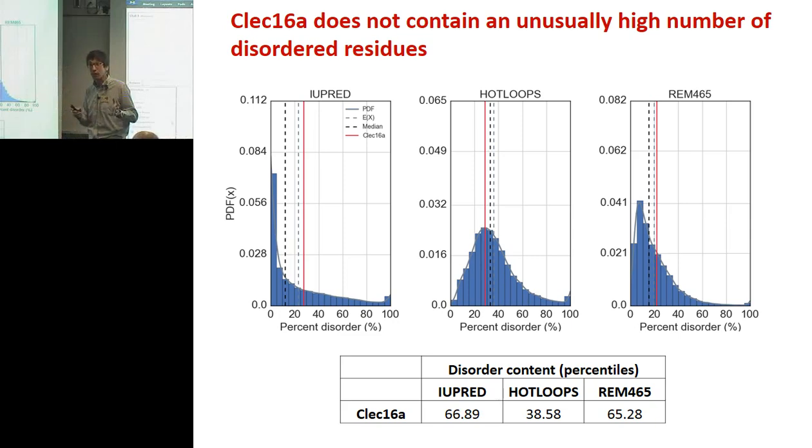And it's an average protein not only for IU-PREP, it's an average protein for hot loops, it's an average protein for Riemann 465. And you can look here exactly at the number where it stands. So it stands around 60% of the entire population. So it's slightly more disordered than the average protein, but not a lot. With hot loops, it's well below.